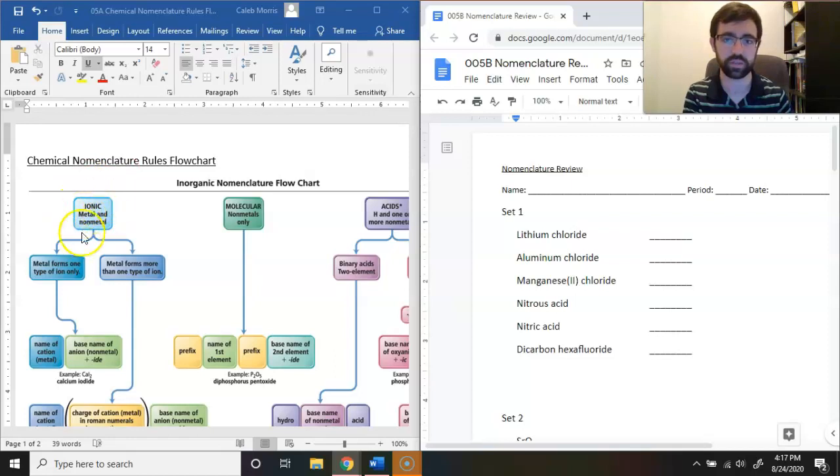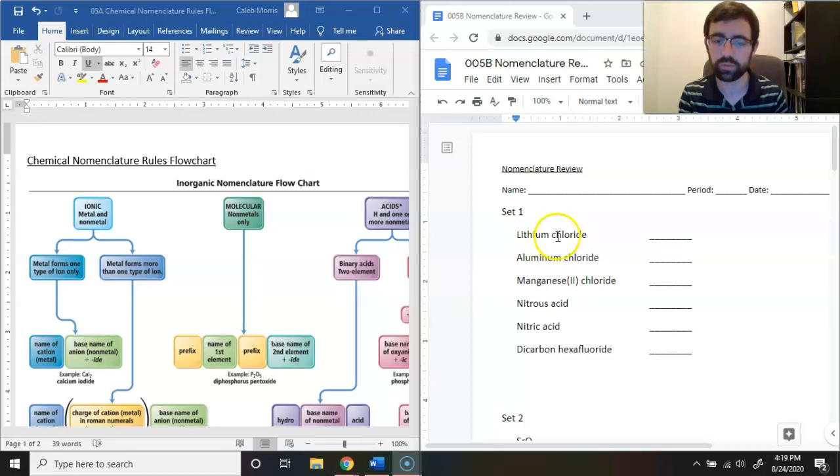So I'm going to jump to this part of my flowchart. And the next thing we need to ask ourselves is if we need a Roman numeral or if we have a Roman numeral. Well, in this case, I've got the name. So I know whether or not I have a Roman numeral.